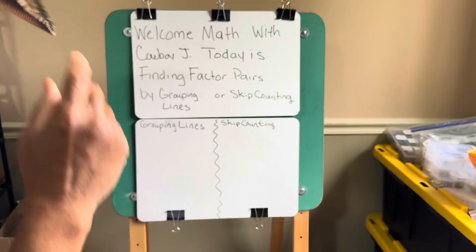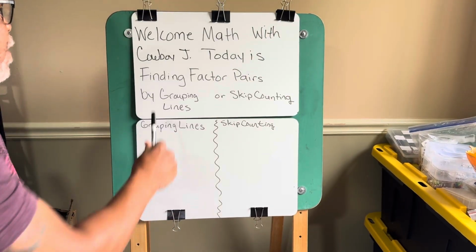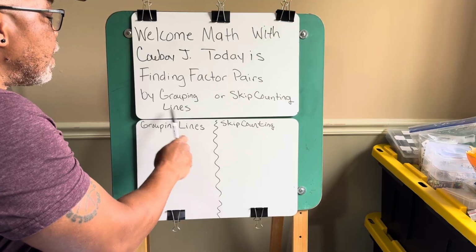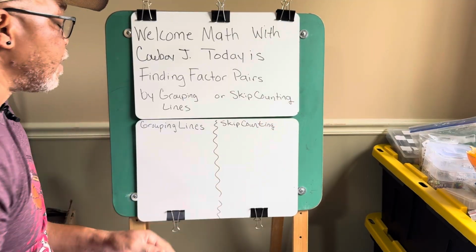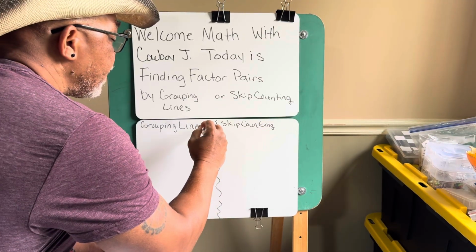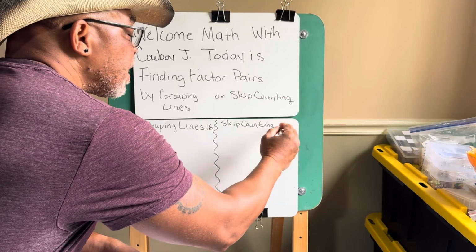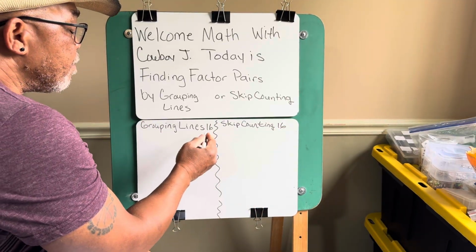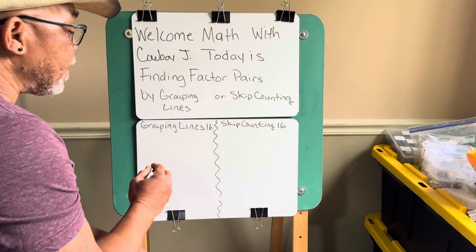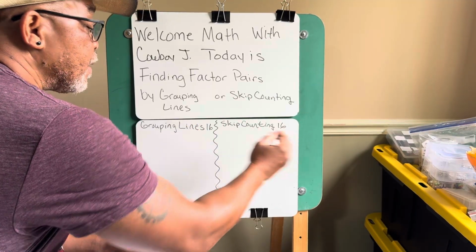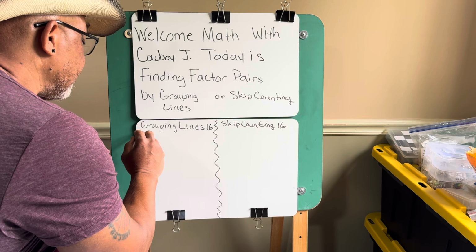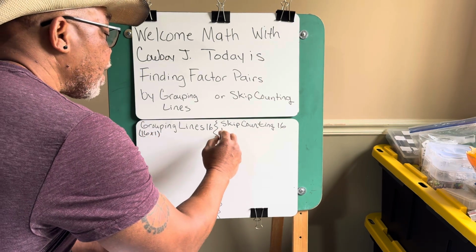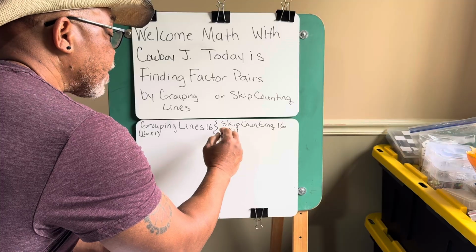Let's get into it. Today is finding the factor pair by either grouping lines or skip counting. So today's number is going to be 16. Grouping lines is, you're going to write out 16 lines, but our first factor pair is always that number times 1. That's always going to be our first factor pair.